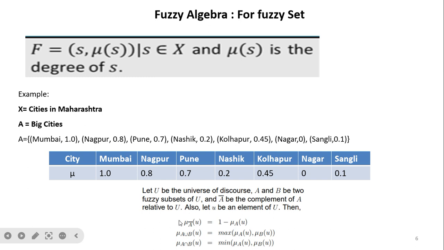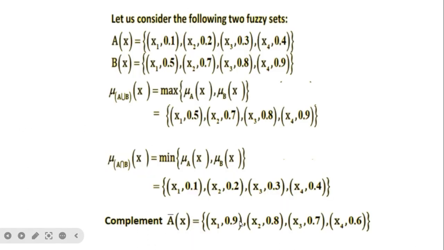So when we want to take the complement of the fuzzy set, we are subtracting the membership value from 1. When we want to take the union of the two fuzzy sets, we are taking the maximum value, and when we want to take the intersection of the two fuzzy sets, we are comparing the elements, and the elements with the minimum membership we are taking. So this is all explained in the next slide with the example.